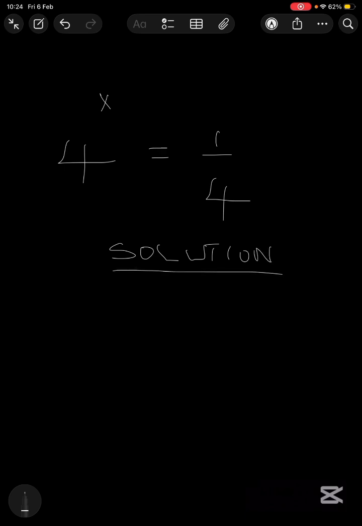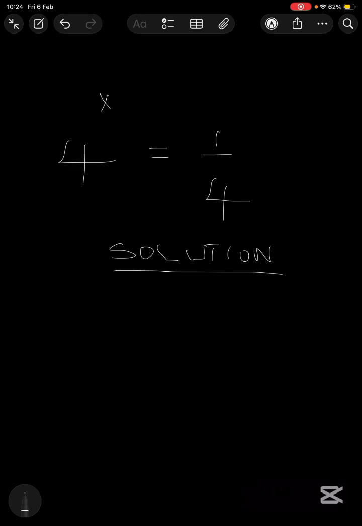Example 2. We have 4 power x is equals to 1 over 4. Find the value of x. The base must be the same. So as you can see, we have 4 and then we have 1 over 4. This is a fraction and this is a whole number.